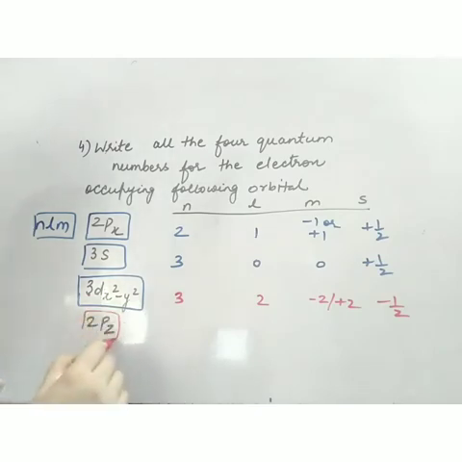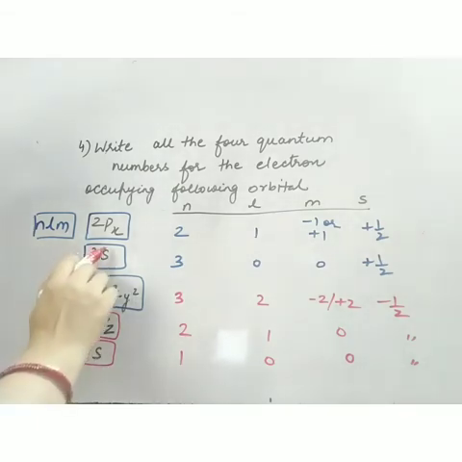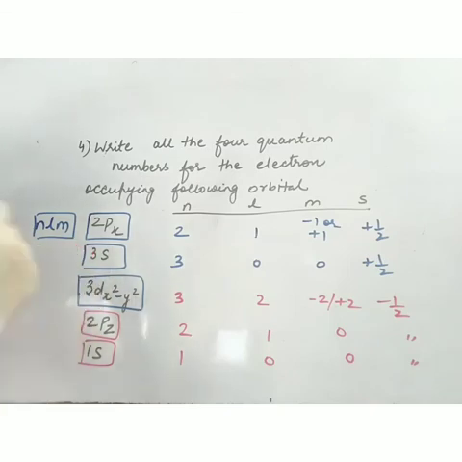Likewise, here 2pz is there, so it is 2, 1 and 0. The spin quantum number can be any. Now it is 1s, so it is 1, 0, 0, and the spin quantum number can be plus half or minus half. So we have learned that if I give you the set of 4 quantum numbers, you can change that set into the corresponding orbital. And if I give you the orbital, you can determine the quantum numbers for that particular orbital. Such types of questions are generally asked from this topic.